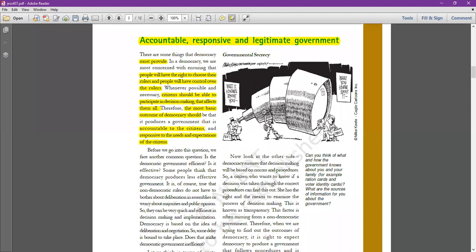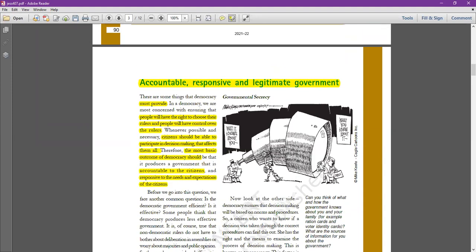There are newspapers and news channels. Through those, we see what these political parties are doing, what the government is doing. But direct involvement of the people in the government's decision making is very less. So that is what this cartoon is showing you.